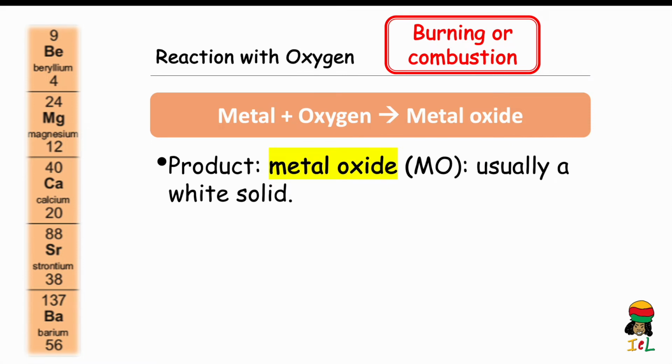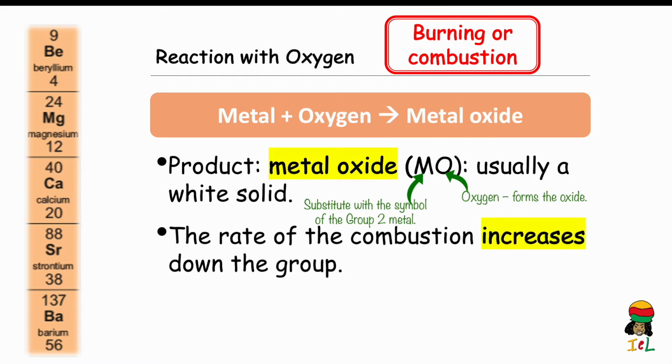The product, which is the metal oxide, has a general formula MO, where M is substituted with the symbol of the group 2 metal reacting with the oxygen, and O is for oxygen, which forms the oxide. Recall that reactivity increases down the group 2 metals, therefore the rate of combustion increases down group 2.